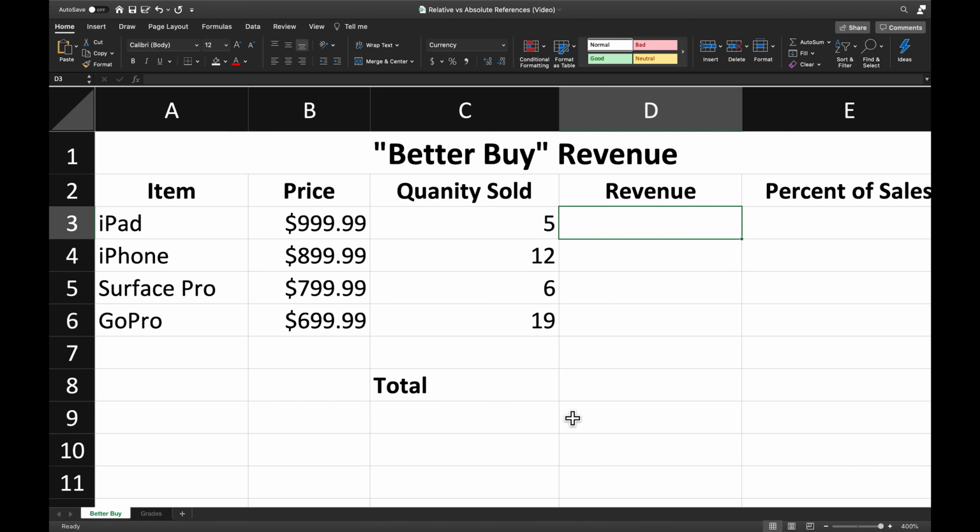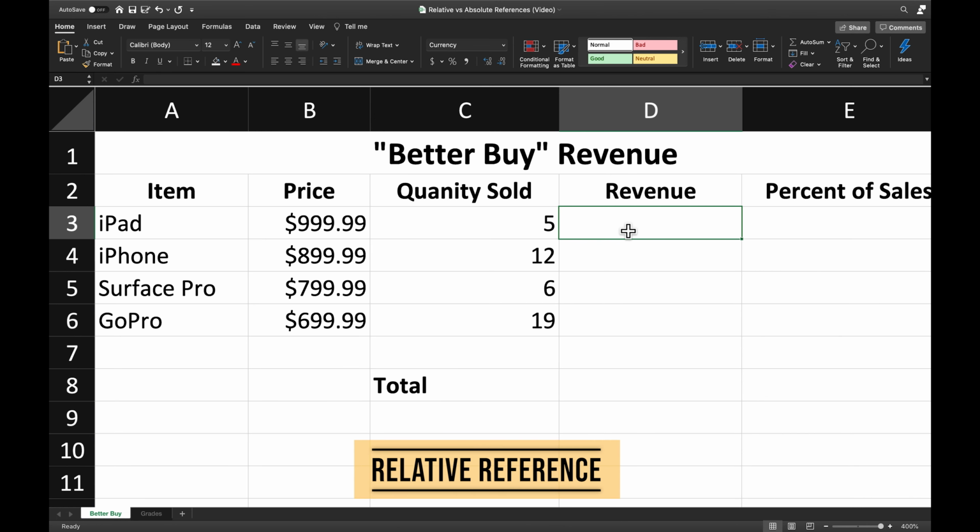There are two ways to reference your cells, relative and absolute. The difference between them is just whether or not you lock your referenced cells. Let's look at relative first. Suppose that you need to calculate revenue all the way down.